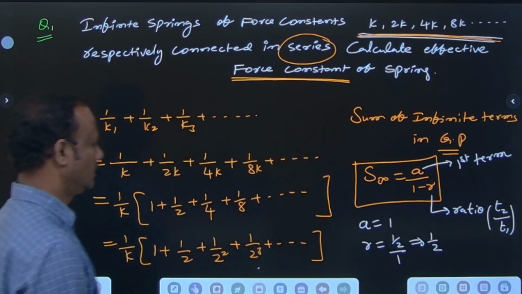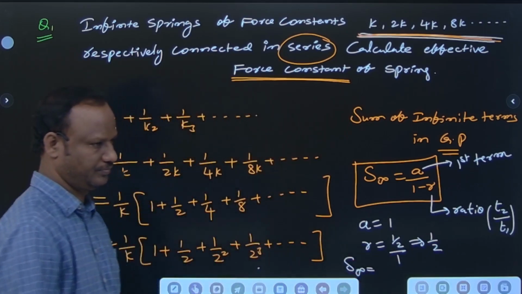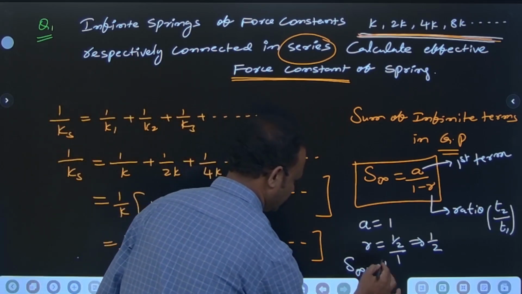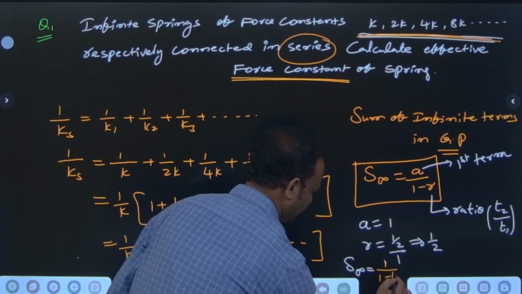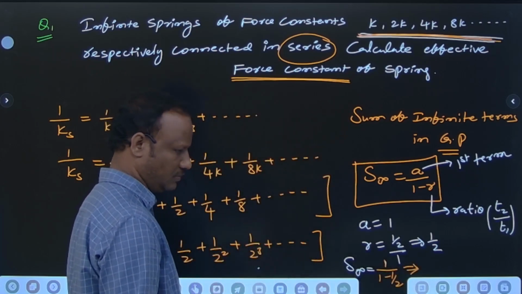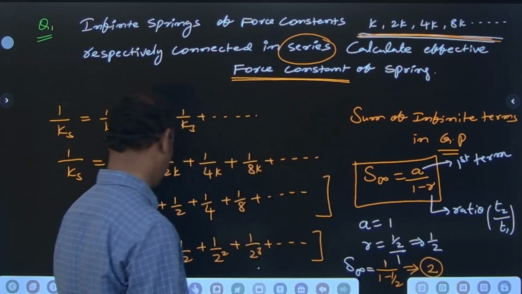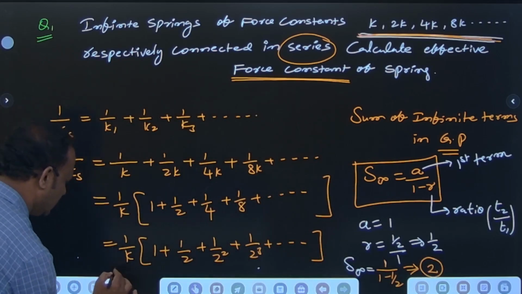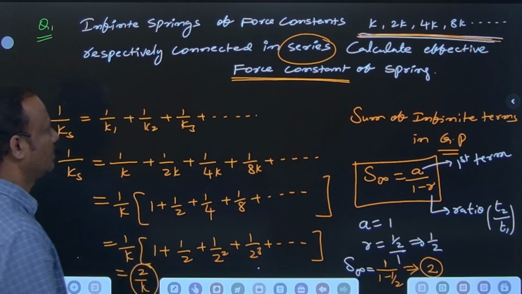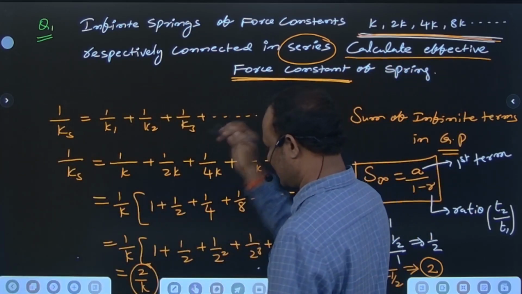Correct? Now, S infinity is equal to A by 1 minus R. A is 1, by 1 minus 1 by 2. 1 minus 1 by 2 is 1 by 2. Reciprocal of 1 by 2 is 2. What's your answer? So it's 2 by k. What is asked? Calculate the effective force constant.